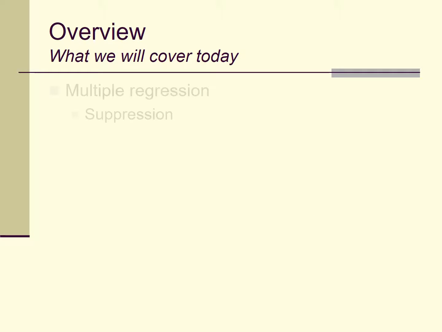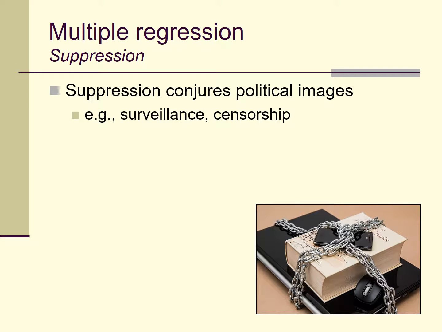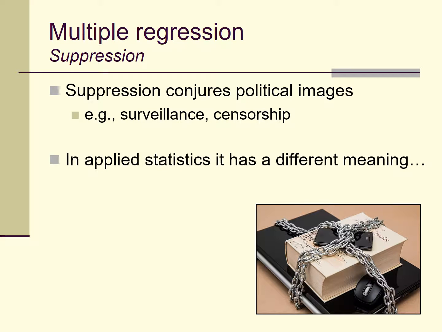So today, not much of an overview, just to point out that we're working in the context of multiple regression. That's where we can see issues related to suppression. And it's worth noting really briefly that suppression, the word, conjures some interesting, mostly political images, things like censorship and surveillance. But when we talk about suppression in the context of applied statistics, it has a slightly different meaning.